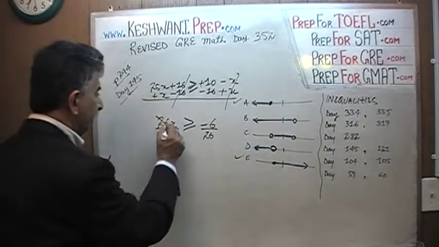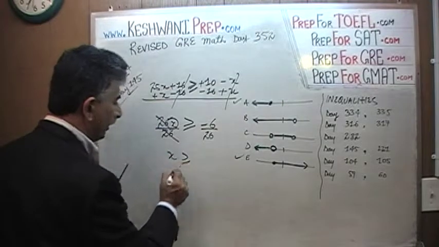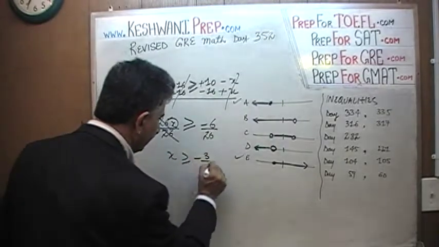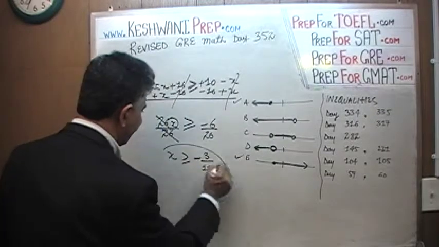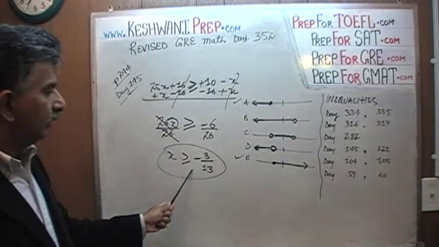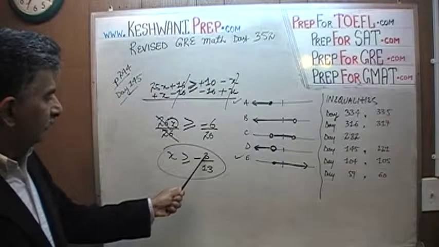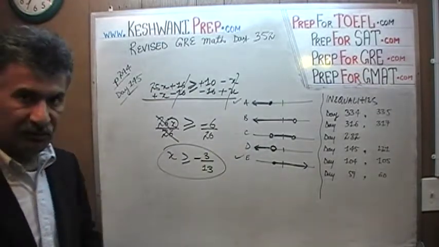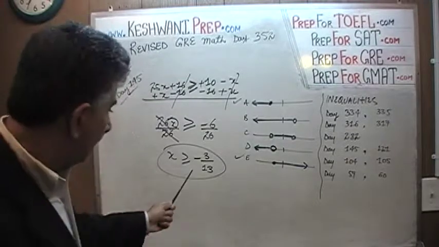So 26 drops out, and x is greater than or equal to negative 6 over 26, which is the same as negative 3 over 13. That's our answer. X is greater than or equal to negative 3 over 13. And how do we read this thing in the context of how the answer choices are presented?